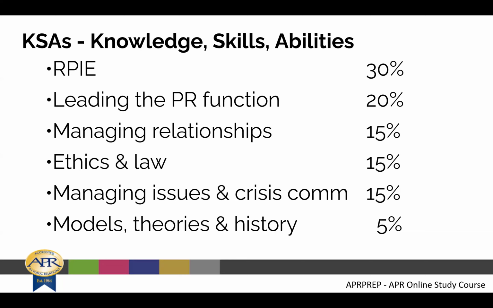So what we see on the screen right now is how much of the exam is tested in each of the KSA areas. For instance, RPIE, which is Research, Planning, Implementation, and Evaluation, or RPI, another acronym, is 30% of the exam. So the most questions you'll get is in the RPI process. And then you'll see the percentages as you go down: leading the PR function, managing relationships, ethics and law, managing issues and crisis communications. And then of course, the last one, models, theories, and history.